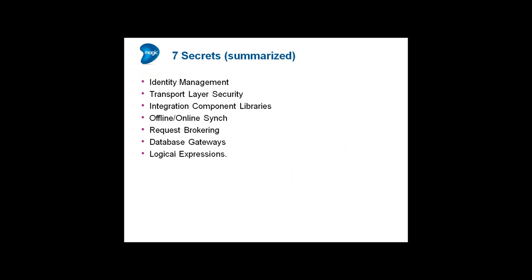So to summarize the 7 secrets, we talked about JD Edwards integration in the beginning. We talked about your capabilities for identity management being something you want to make sure you have, to be able to have a secure transport layer. You want to make sure you have a healthy and extensive integration component library with both application adapters as well as technology adapters or protocol adapters, if you will. You want to be able to work in both offline and online mode, create applications that have 2 different types of business application logic, essentially, based on whether you're online or offline.